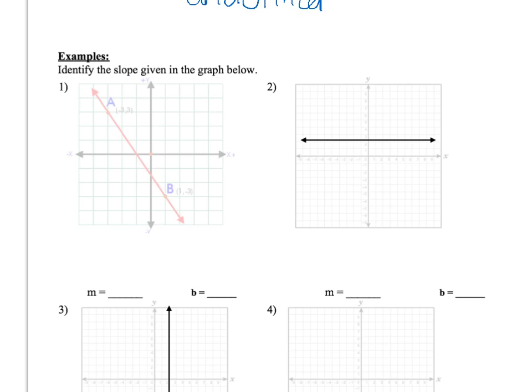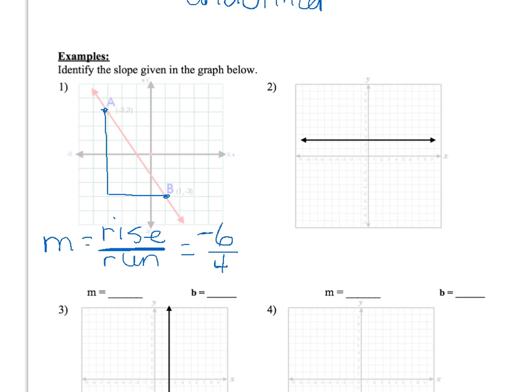So let's review a little bit. Identify the slope given the graph below. We did this a few days ago, and we have point A and point B that we're working with here. I don't need the coordinates at this point. All we've done so far is looked at slope as the rise over the run. From left to right, I'm going to count down 1, 2, 3, 4, 5, 6. And now I'm going to turn and count over my run 1, 2, 3, 4.